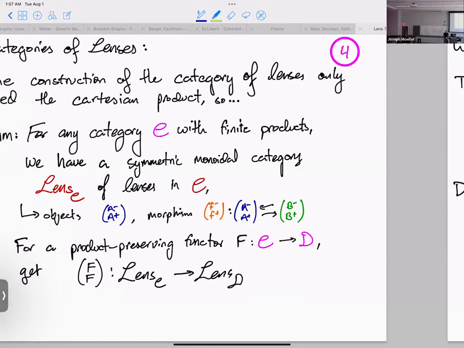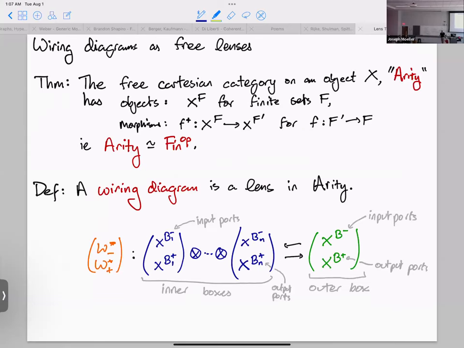And we're going to make use of this, because what happens if we take lenses in the simplest Cartesian categories there are, namely the free Cartesian categories? So we're going to take the free Cartesian category on a single object. It's called the category of arities sometimes, which is how I like to think of it. It is the Lawvere theory for the theory with no operations, but a single sort.